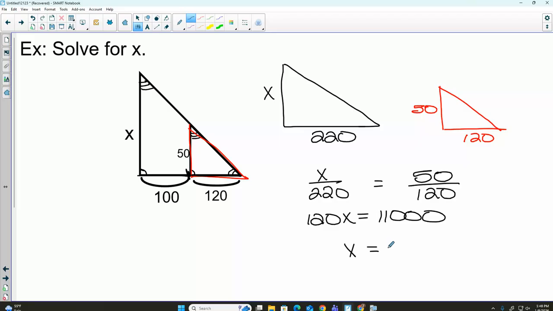And I'm not sure it really comes out to be nice and pretty, to be honest. Yeah, 91.66, 6, 7.